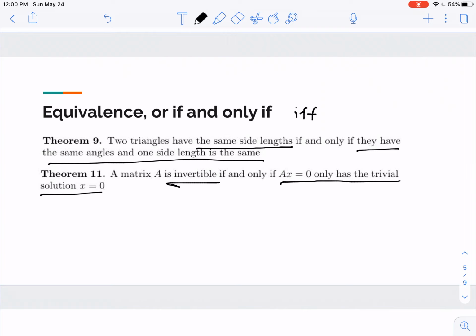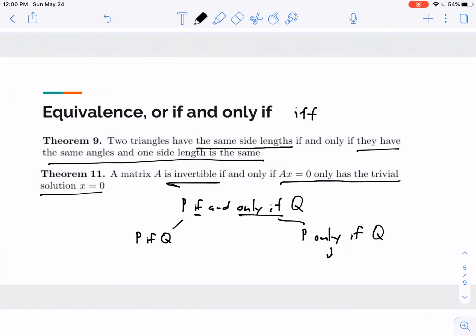Great. So one more thing that's helpful to think about in terms of if and only if is to break it up, because it does break up into two parts. So if we say P if and only if Q, there are two parts here. There's the only if part and there's the if part. The if part is P if Q, right? And the only if part is P only if Q. And as we discussed earlier, P only if Q is the same thing as P implies Q.